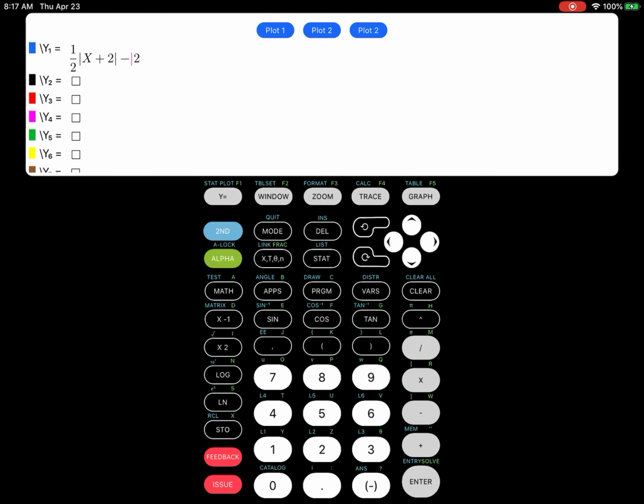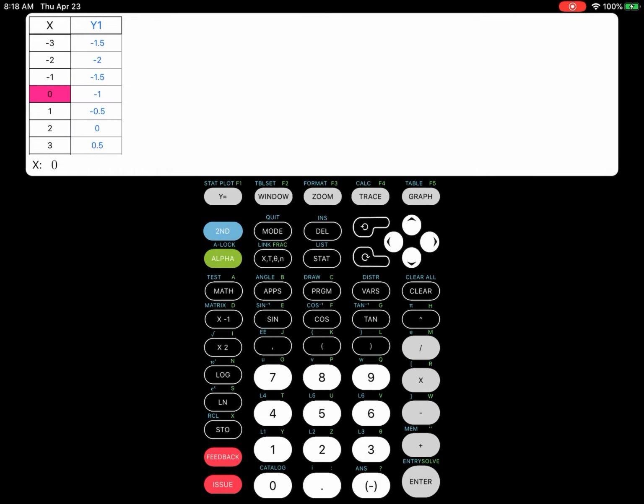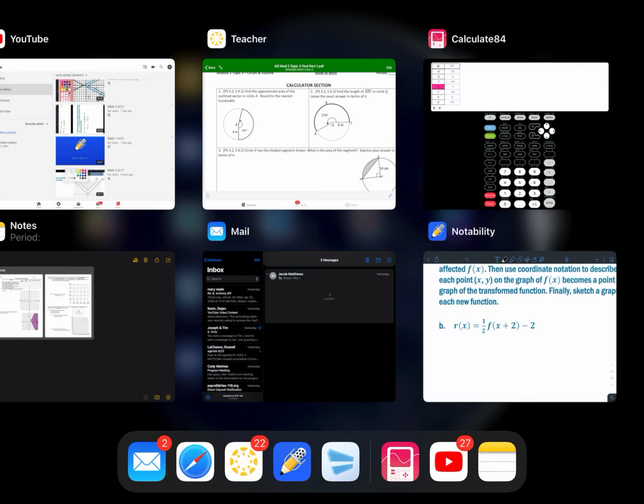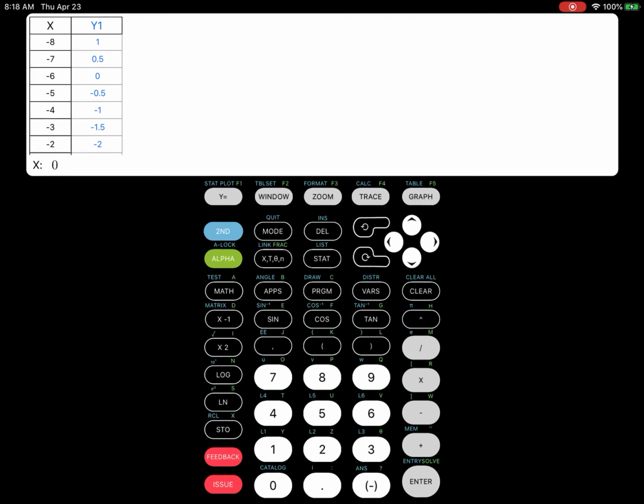Then we're going to hit graph, and it'll show us what our graph looks like. We're going to hit second graph again, and it's going to give us our points. So when x is 0, y is -1. So let's go to here. X is 0, y is -1. Okay, so we have that point.